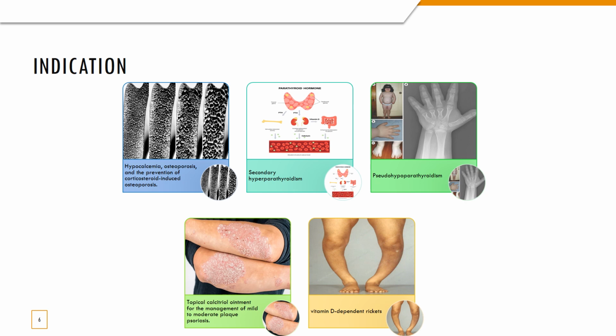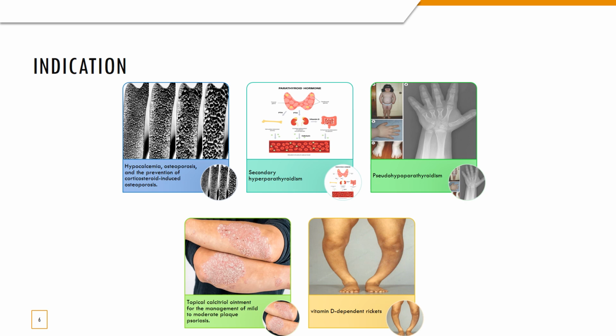So, as indicated earlier, calcitriol is a hormonally active synthetic vitamin D analog. It is usually used to treat forms of hypocalcemia, osteoporosis, and the prevention of corticosteroid-induced osteoporosis. Systemic calcitriol is FDA approved, specifically to control hypocalcemia in patients with chronic renal dialysis, secondary hyperparathyroidism in those with chronic kidney disease not yet on dialysis, and hypocalcemia in patients with hypoparathyroidism and pseudo-hypoparathyroidism.